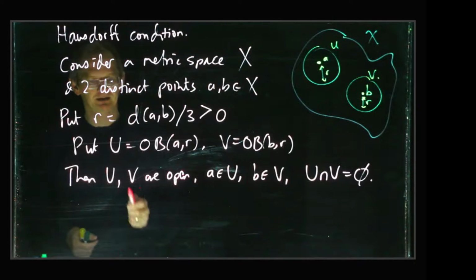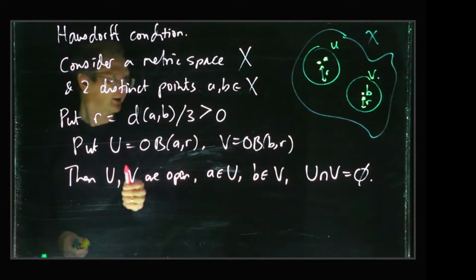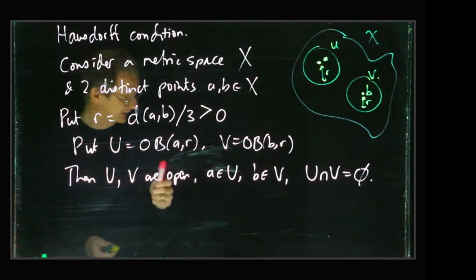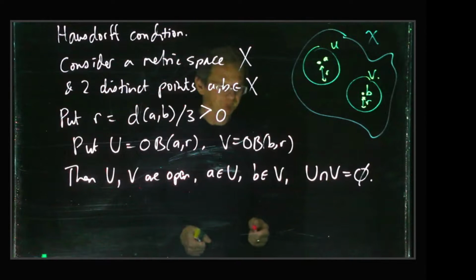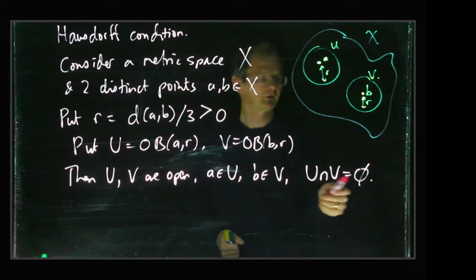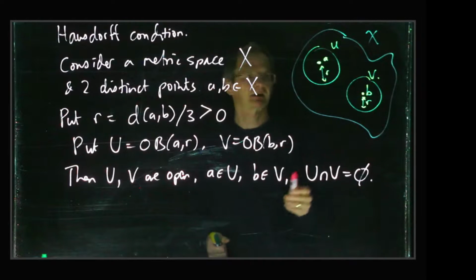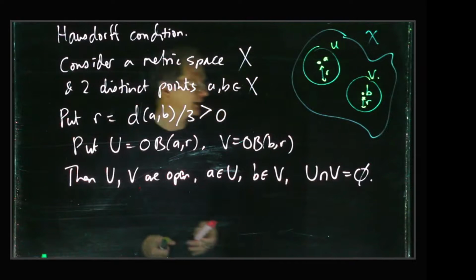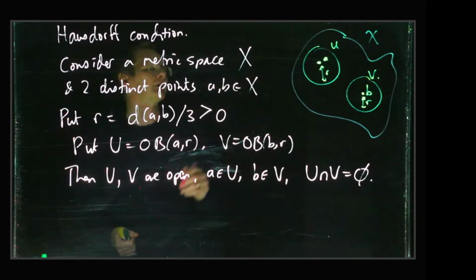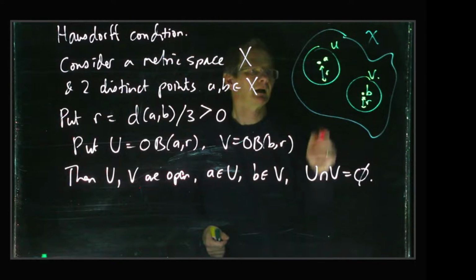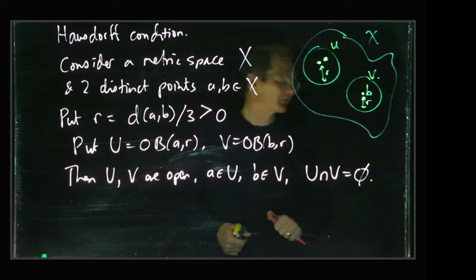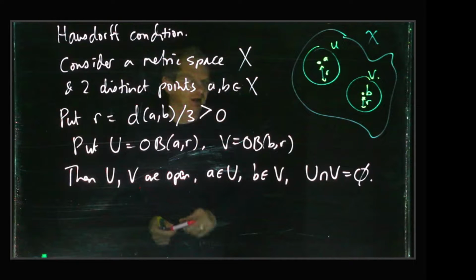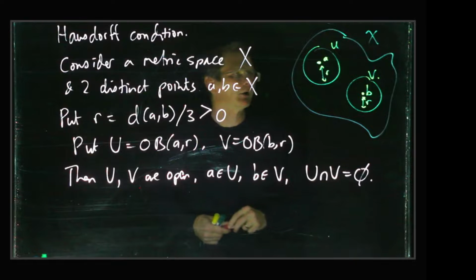I think we wrote down as a lemma that open balls are indeed open sets. That's something that you should check. And also that U intersect V is empty. That also needs a quick check, but that follows easily from the triangle inequality. So we've got these two disjoint open sets surrounding A and B, and that's a useful construction that happens a lot in the theory of metric spaces.